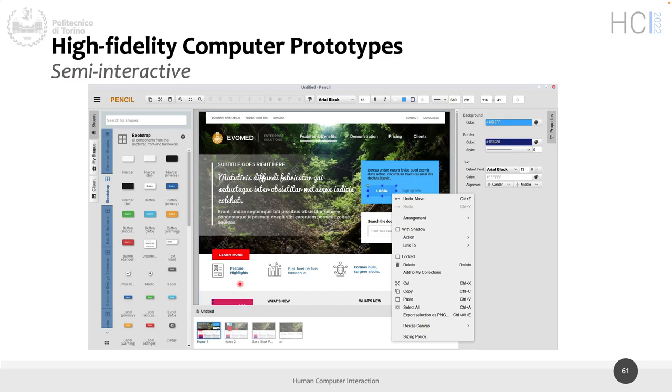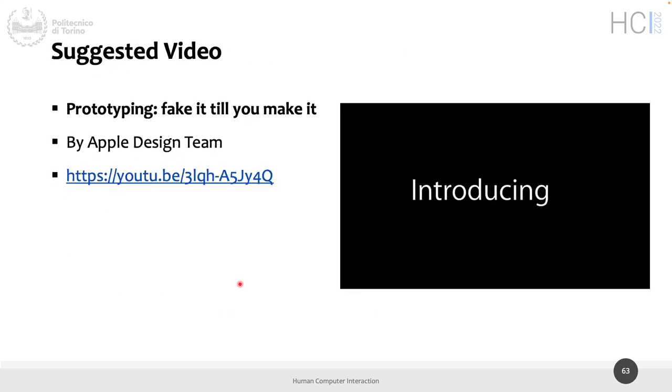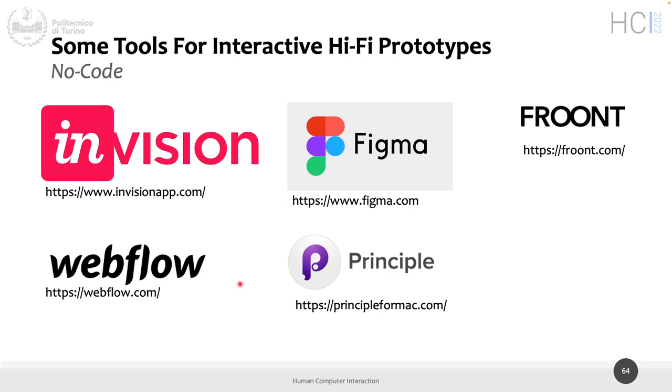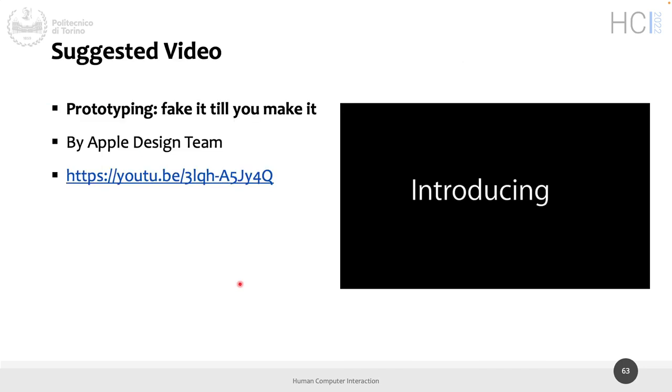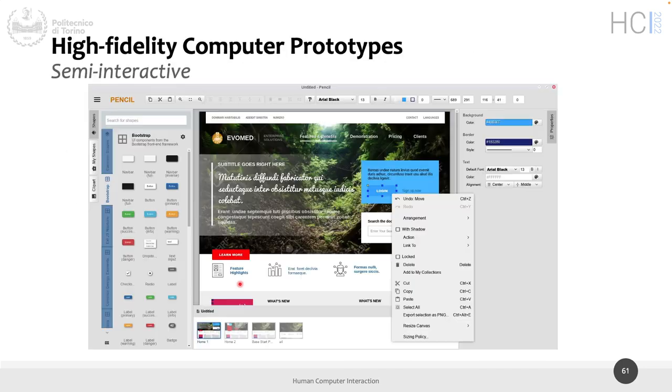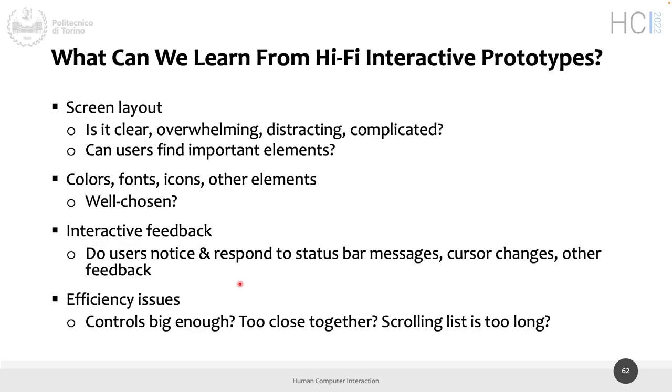So it's more time consuming, but also you have colors, you have details, you have everything in place that is needed. So you can do a high fidelity prototype with tools like Figma, for instance. Here there are some other tools that are no code tools. Like Figma, you can drag and drop things, and Figma is still here. But you can also do it in code, with web technology, for instance.